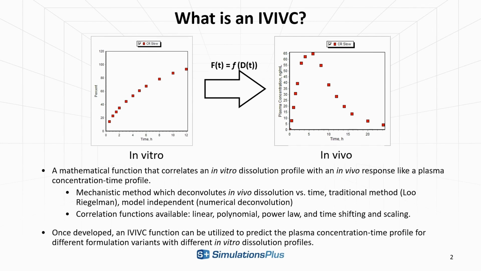Correlation functions in GastroPlus available are the linear, polynomial, power law, and time shifting and scaling methods. Once developed, an IVIVC function can be utilized to predict the plasma concentration time profile for a different formulation variant with different in vitro dissolution profile.